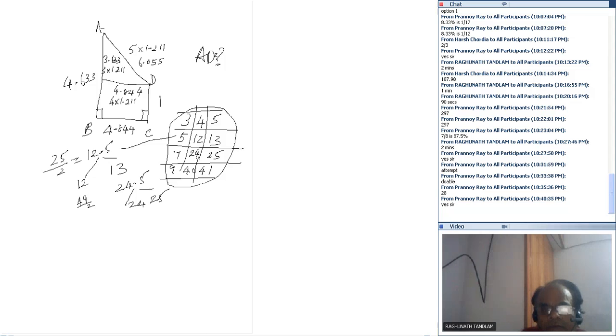Is 9, 12, 15 a right angle triangle? Ravi, Niharika? Why? What is 9 square? Vignesh, what is 9 square? What is 12 square? What is 144 plus 81? Is it not 15 square?